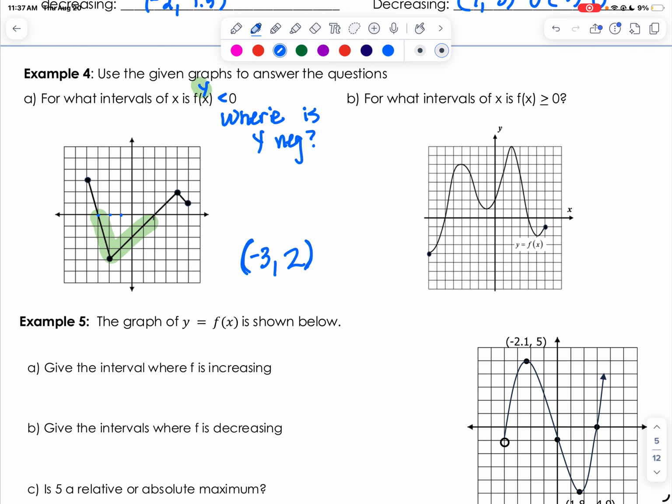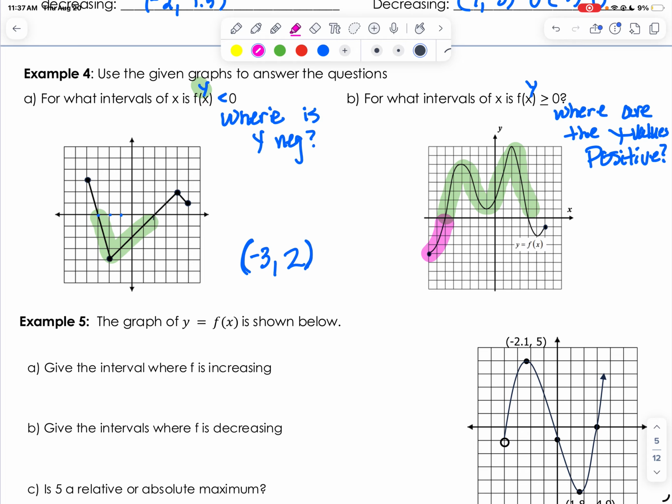For problem B, it wants to know for what intervals of x is f of x or y greater than or equal to 0. In other words, where are the y values positive? Where are the y values greater than or equal to 0? So let me highlight that on here. The y values are greater than or equal to 0 just in this portion of the graph. All right? For this portion, the y values are negative, and for this portion, the y values are negative.